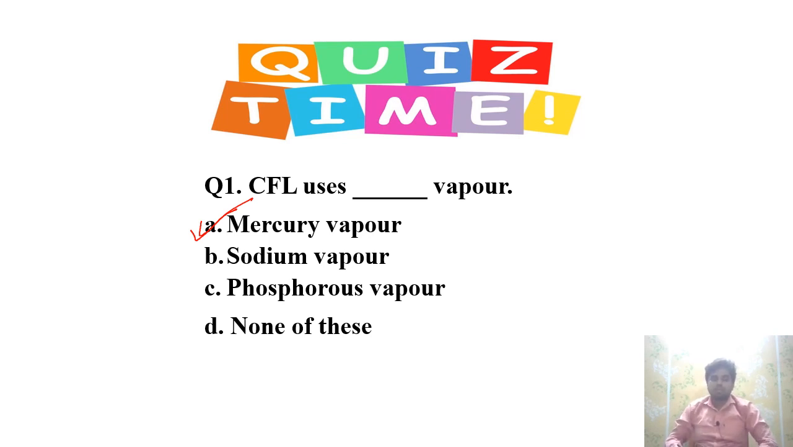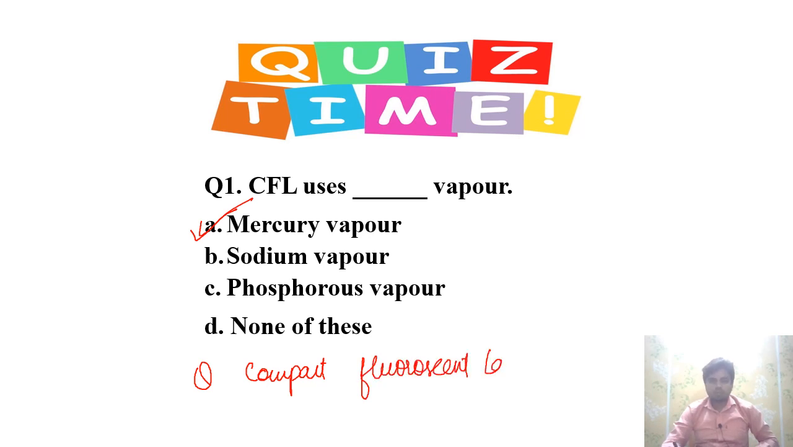Clear, students? Yes. So one thing more, what is the full form of CFL? The full form is compact fluorescent lamp. Okay, students, the full form is compact fluorescent lamp.